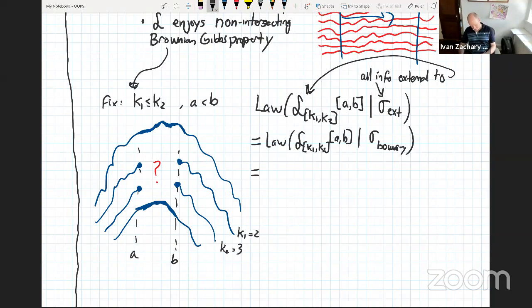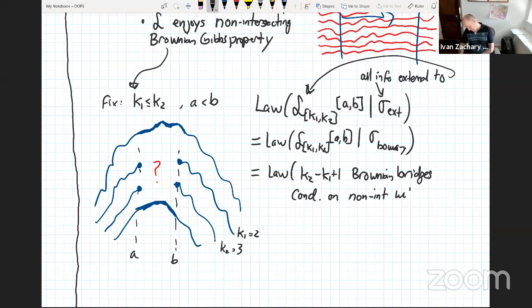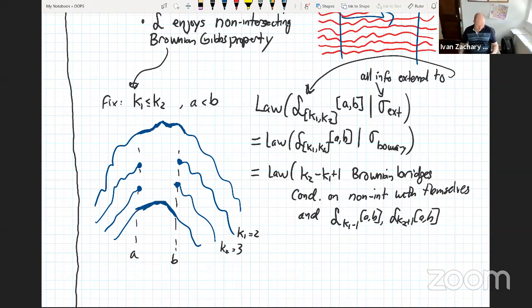And the precise distribution is equal to the law of k2 minus k1 plus 1, so it's just 2 in this case, Brownian bridges, conditioned on non-intersection with themselves and with the boundary, or with L_{k1 minus 1} on the interval AB and L_{k2 plus 1} on the interval AB. So in other words, another way to phrase this is that the way I can sample from the measure and get this conditional law is the following.